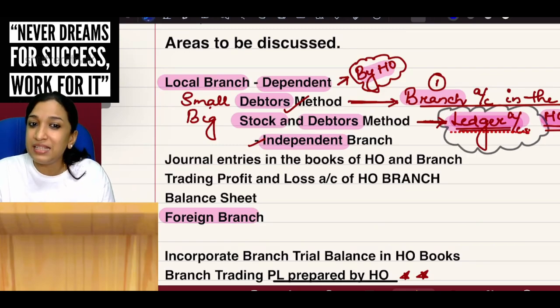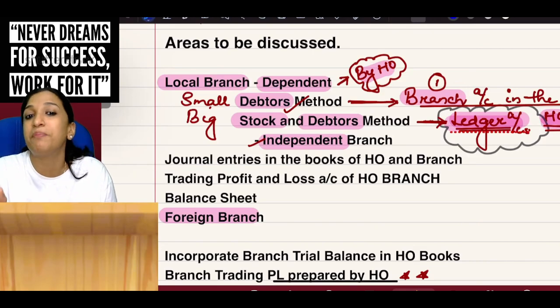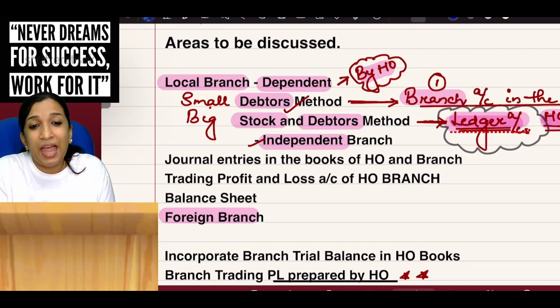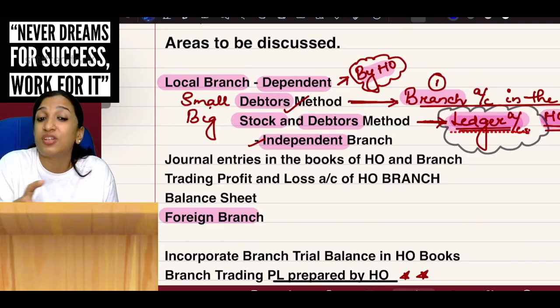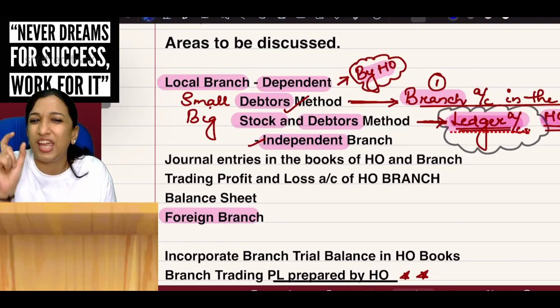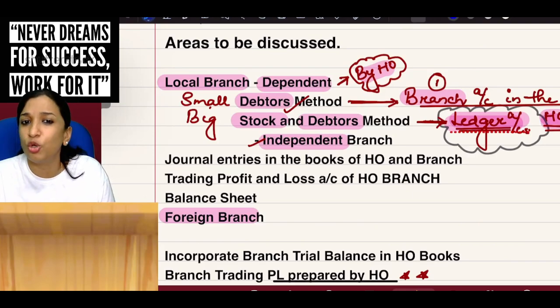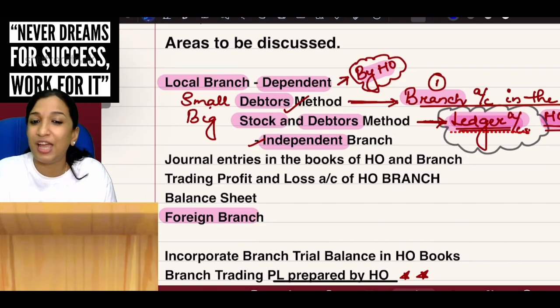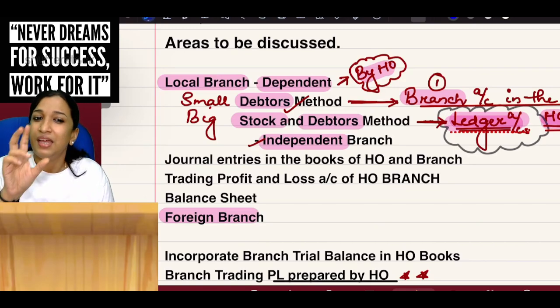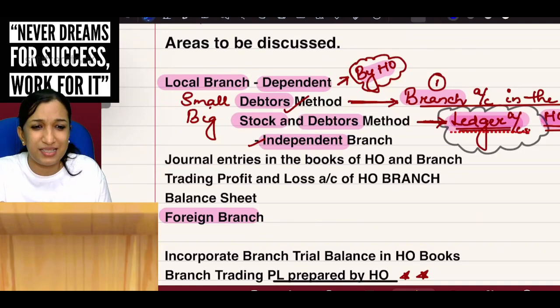Then we'll balance. If there is manager's commission, I'll write manager's commission also. Then we'll balance the whole thing, and we'll get net profit to be transferred to general P&L or HO P&L, or net loss to be transferred to HO P&L. I hope that part is clear. That is with regard to debtors method. Super easy, it is very easy.